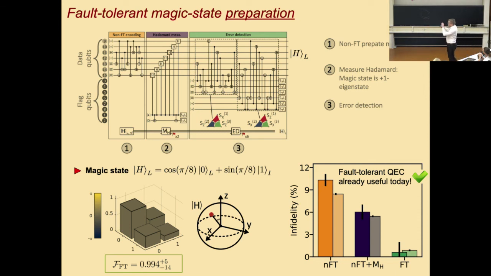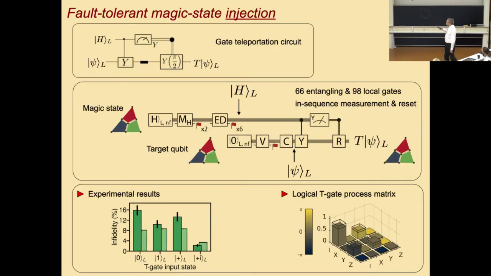Okay, so that is now the preparation of the magic state, and then what we did is to use that magic state, prepare a second target qubit, and realize the injection that I showed you before here. And that is a very complex circuit here of this number of gates. And I told you it requires this in-sequence measurement, reset, and conditional logic. And what you see here is then the results for the injected T gate for different input states and a logical T-gate process fidelity that tells you how, on a logical level, this T-gate works, with which fidelity that works.